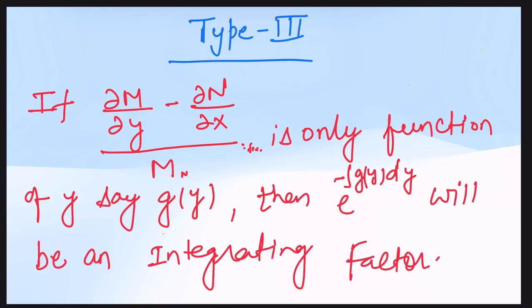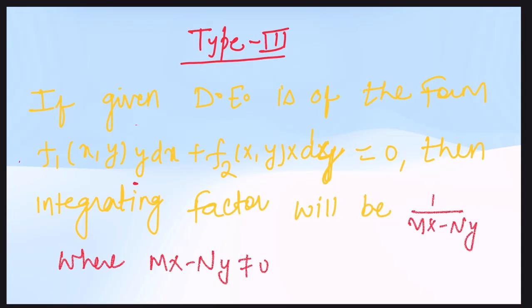Then we can similarly find the solution of the given first order differential equation. Before going on, I want to discuss one thing. In type third, the differential equation is in this format: f1(x,y) y dx plus f2(x,y) x dy equals 0, where f1 and f2 are two functions of x and y. The integrating factor will be 1 upon (Mx minus Ny), where Mx minus Ny does not equal 0. So this is also a way of finding the integrating factor to make the equation exact.